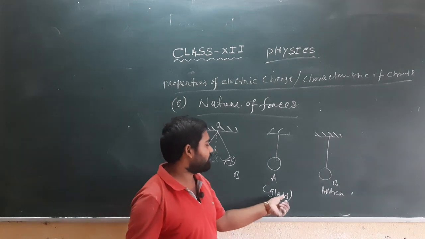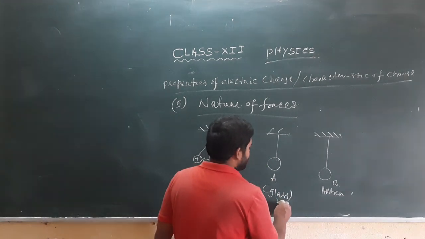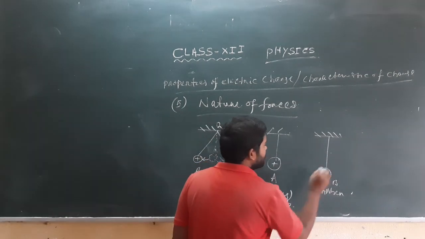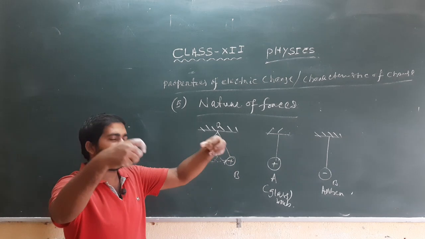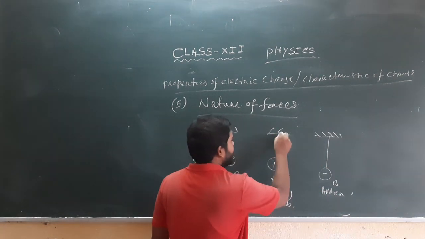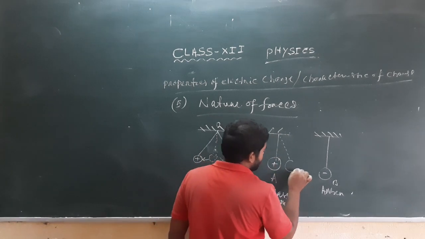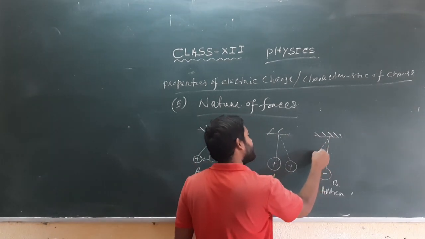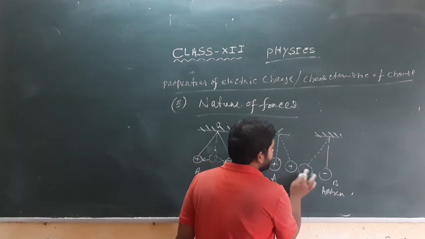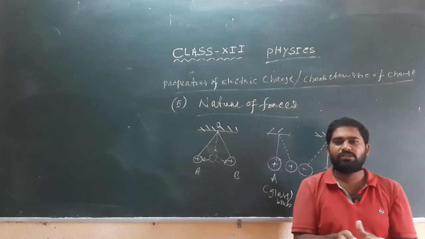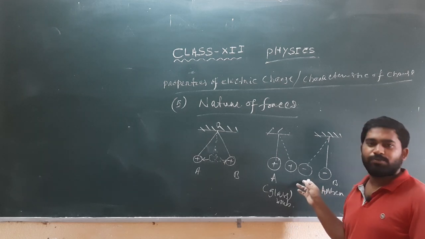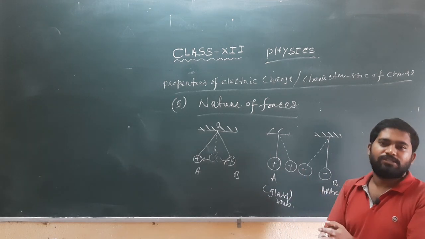The type of charge acquired in the glass ball is positive, and the type of electric charge acquired in the amber is negative. When positive and negative bodies are placed close to each other, we find they experience an attraction force. That's why positive and negative bodies come closer to each other. So we can say they acquire opposite nature of charge, and because of that opposite nature of charge they attract each other.